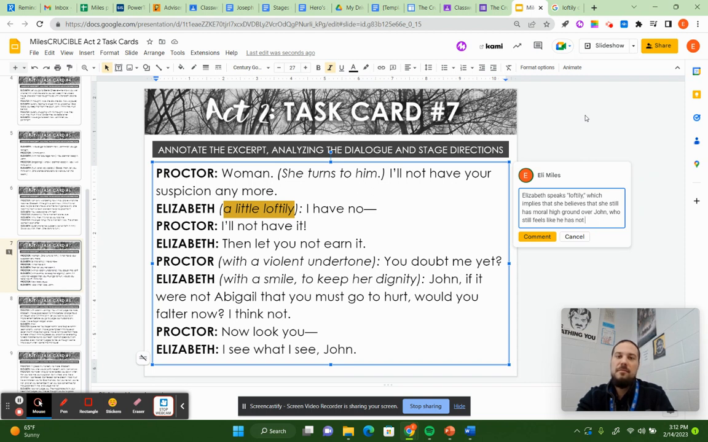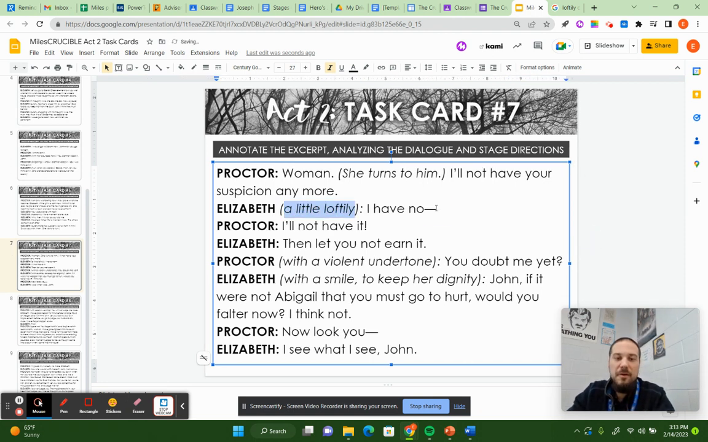Okay, so that tells us that there are two dynamics going on between these two characters. Elizabeth feels like she has been wronged and has not totally forgiven John, and John feels like he has not totally been forgiven by Elizabeth. He doesn't feel like she's totally moved past it. And so there's a little bit of truth on both ends. That's something that we can look at.